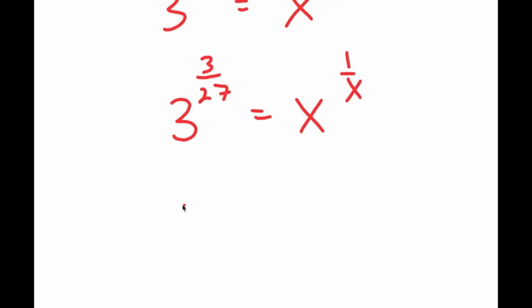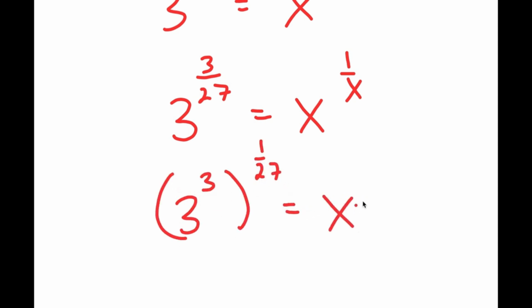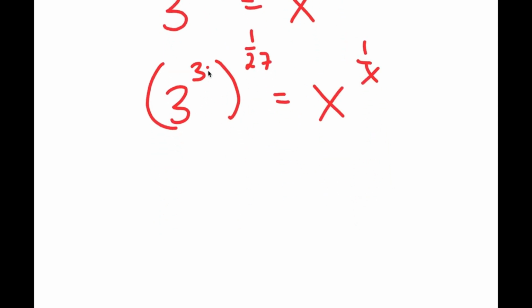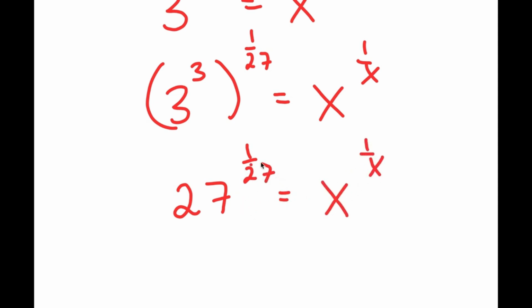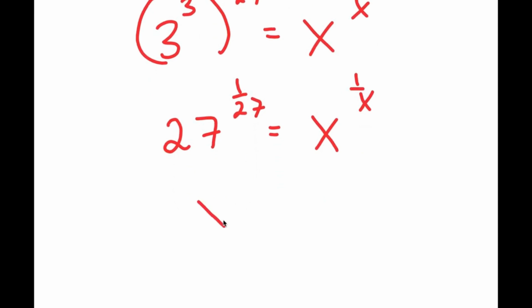So now I can rewrite this as 3 to the power of 3 to the power of 1 over 27 is equal to x to the power of 1 over x. And 3 to the power of 3, well, that's equal to 27. So I get 27 to the power of 1 over 27 is equal to x to the power of 1 over x. And notice how these two are in the same form. A number to the power of 1 over that same number, meaning x is equal to 27.